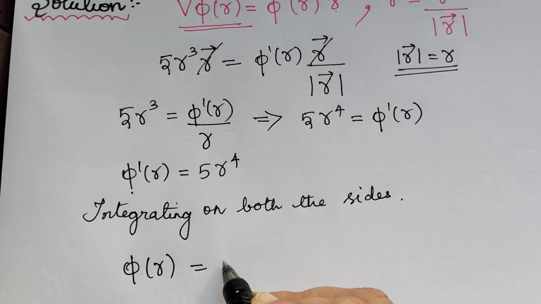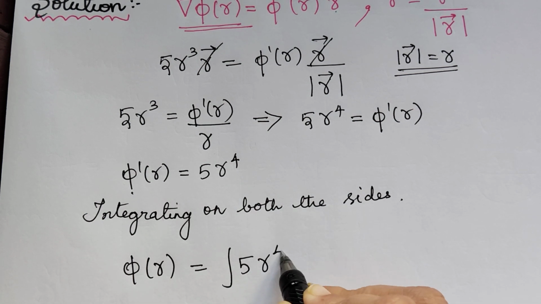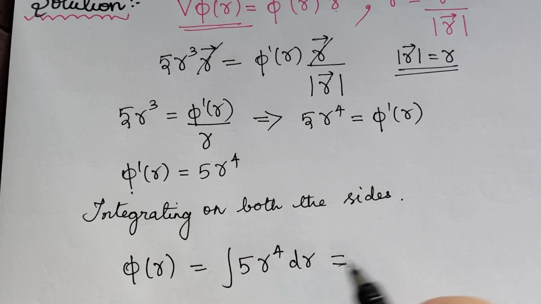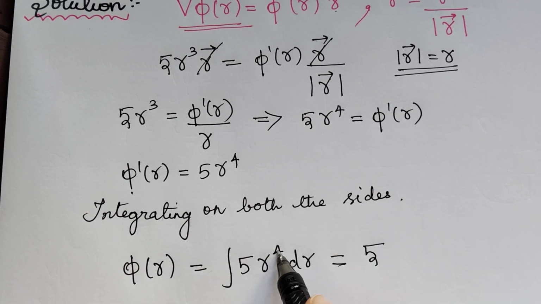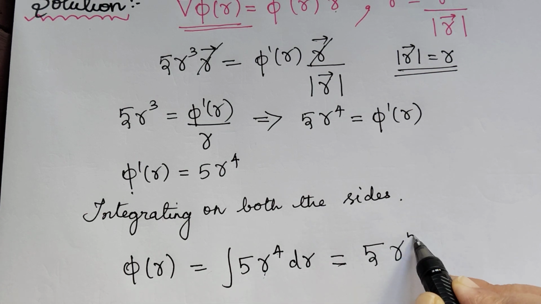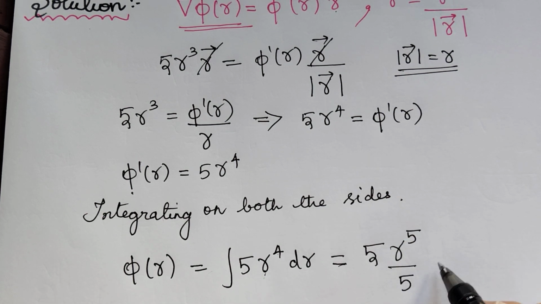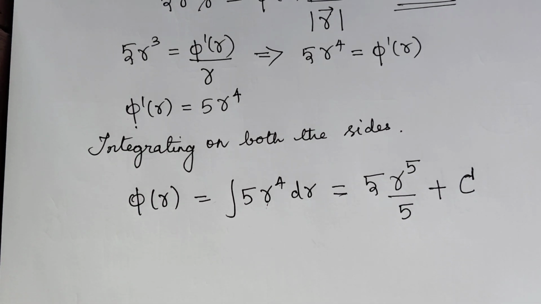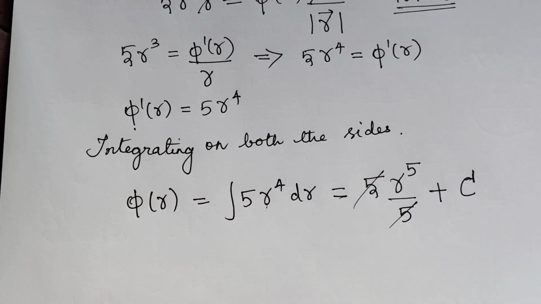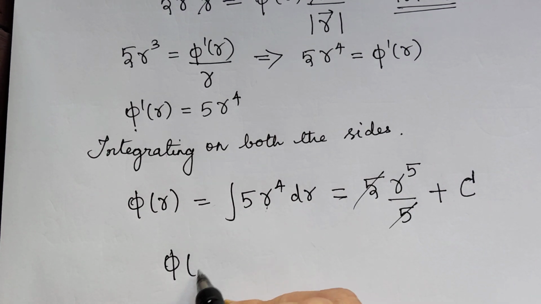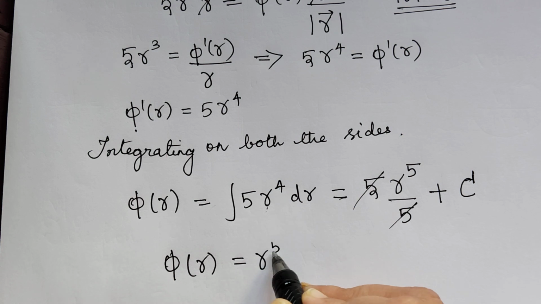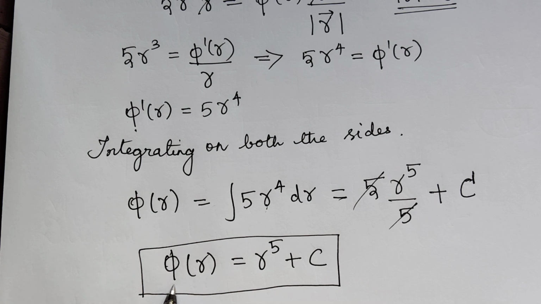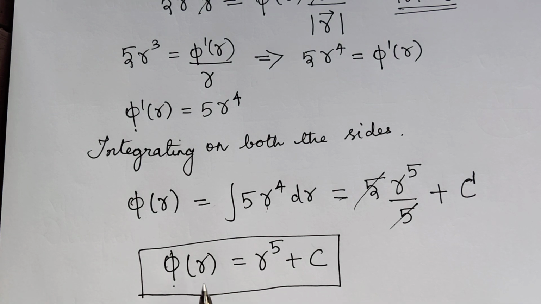That is equal to, what about the right hand side? Integral 5 r to the power 4 dr. So that will be equal to, what is 5? It is a constant, it can be taken out. And what is the integration for r to the power 4? It is r to the power 5 divided by 5 plus a constant of integration, which we can take as c. So this is what we get. Therefore these two 5s get cancelled, and the value of phi of r is equal to r to the power 5 plus c. So this is the answer, and this is how we have to find phi when nabla phi is given in terms of r vector.